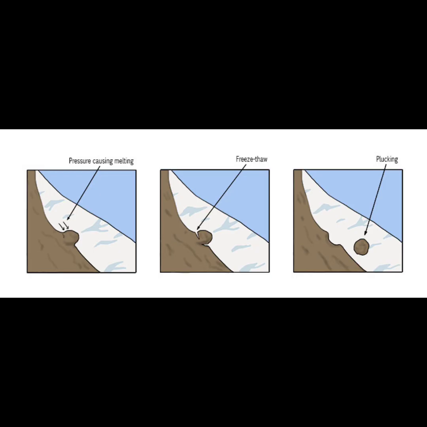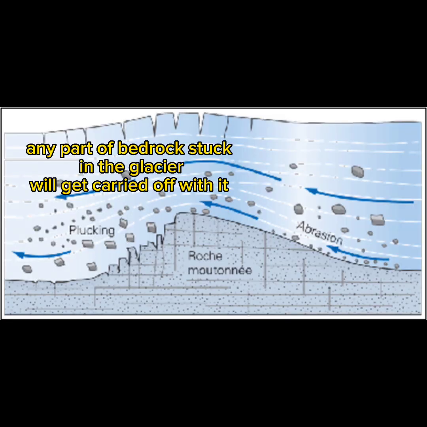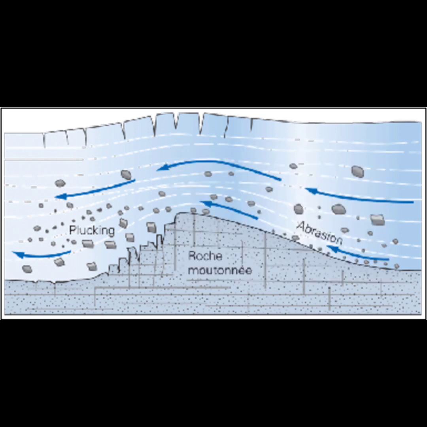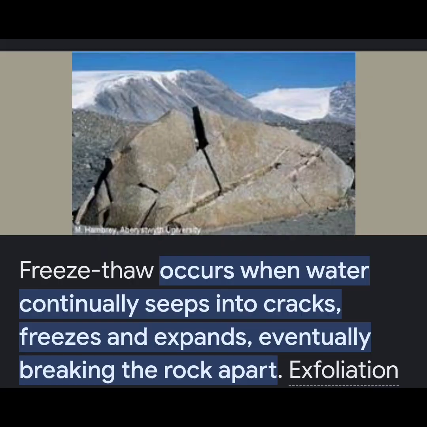Plucking is also a form of glacial erosion. Any rock that gets stuck in the glacier eventually snaps as the glacier moves forward. The overlying force of the glacier moving downhill breaks any rock connecting it to the bedrock.